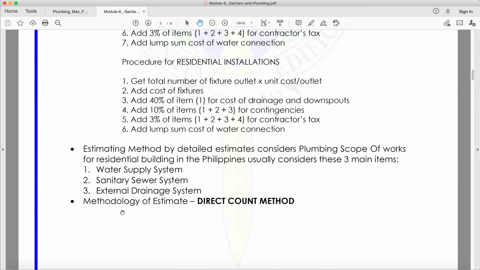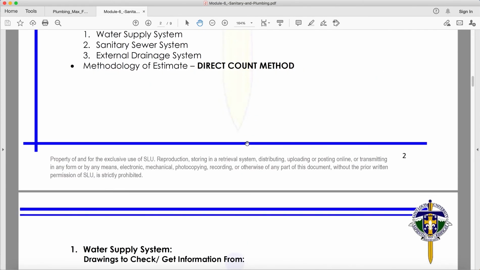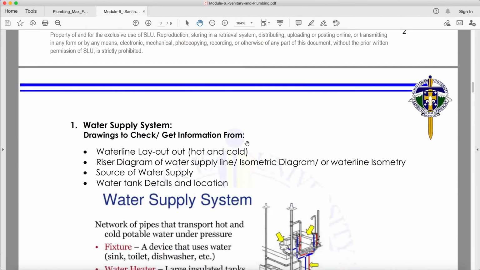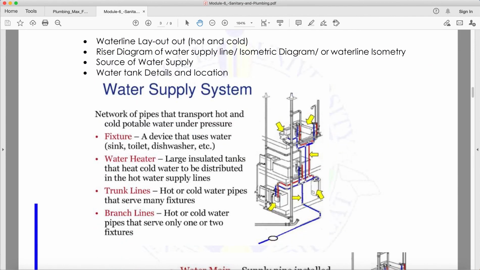For the methodology of estimate, we have the direct count method. First things first is the water supply system. We will continue this in the next video.